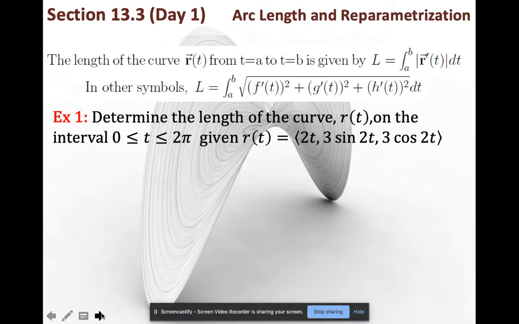So if I ask you to determine the length of a curve on the interval 0 to 2 pi of this function, I don't know exactly what this looks like, but think about some space curve somewhere, right? And if that was a piece of string, and you could pick it up and straighten it out and measure it, how long would it be?